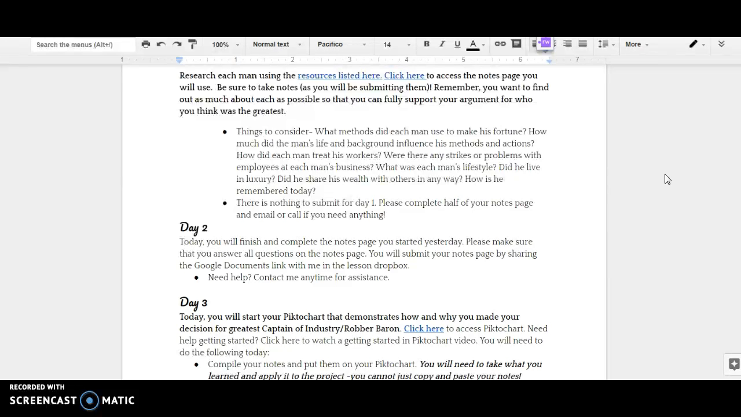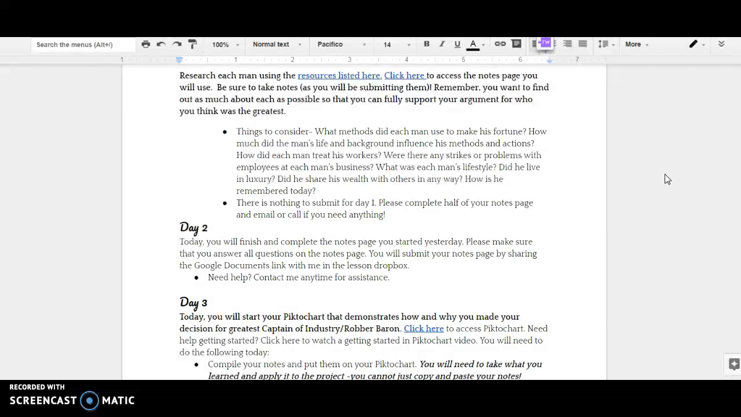Some things to consider when deciding who you think was the greatest. What methods did each man use to make his fortune? How much did the man's life and background influence the methods and actions? How did each man treat his workers? Were there any strikes or problems with employees at each man's business? What was each man's lifestyle? Did he live in luxury? Did he share his wealth with others in any way? And how is he remembered today?